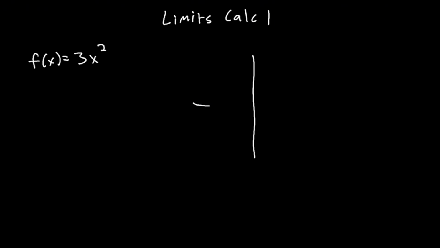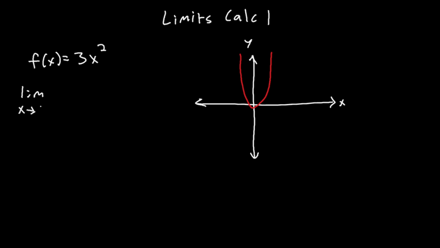Okay, and if you want me to draw out this function, it literally just looks like a parabola, but it's stretched out. So this is your function 3x squared. And let's take the limit as x approaches, let's say, 2 of your function f of x, or 3x squared. So what does this equal?